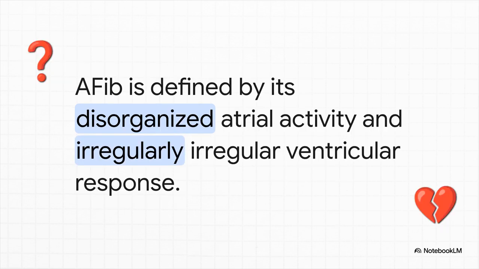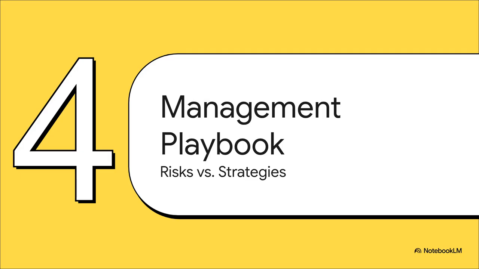And AFib? Well, AFib's signature is that it has no signature. It's defined by its lack of a pattern. You won't see any real P waves, just this shaky fibrillatory baseline. And the rhythm of the ventricles is, like we keep saying, irregularly irregular. It's completely unpredictable. Okay, that brings us to the management playbook.